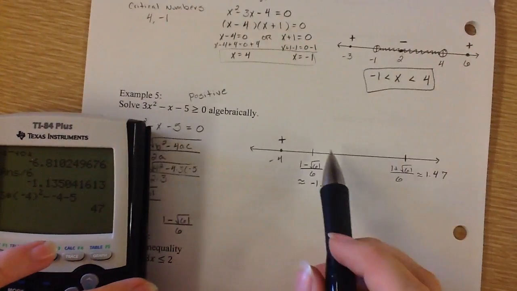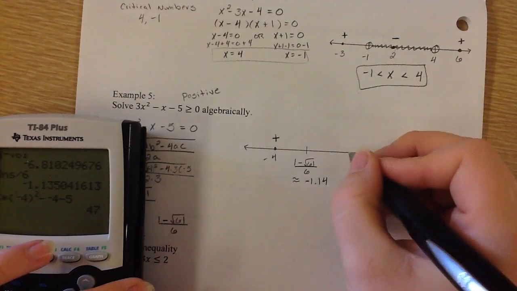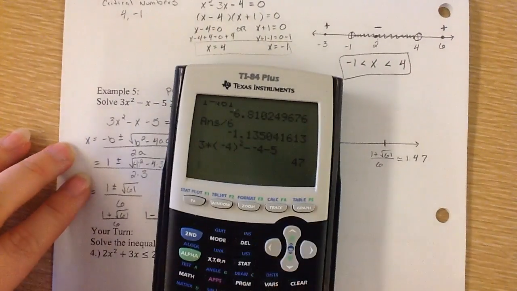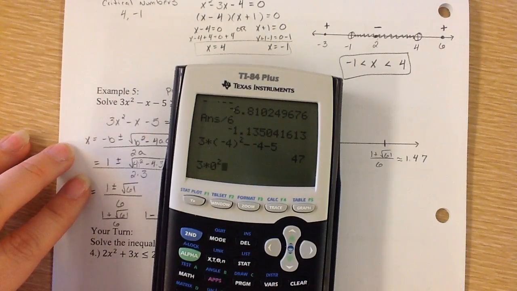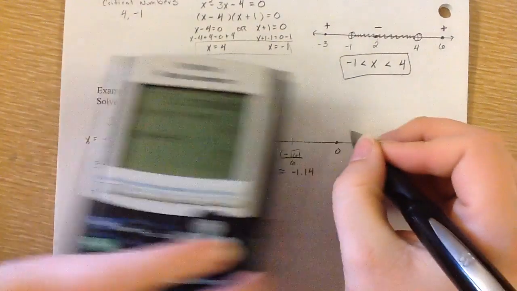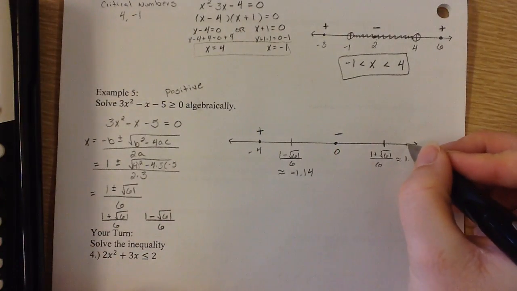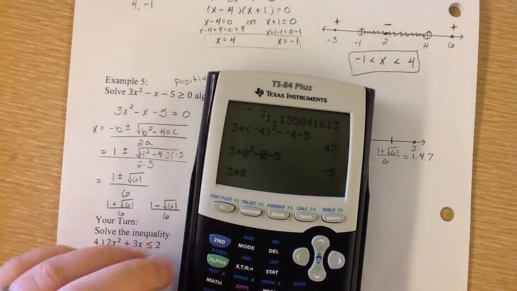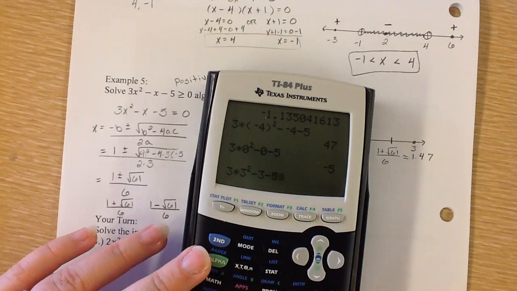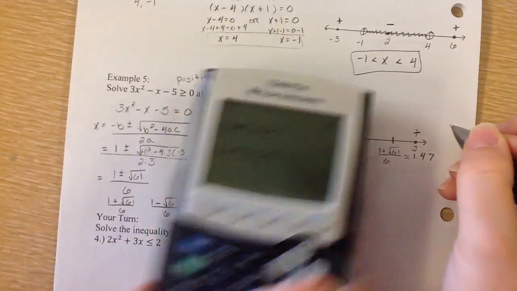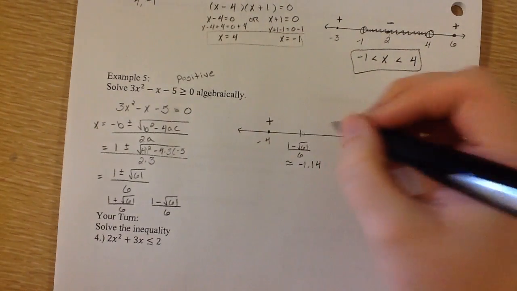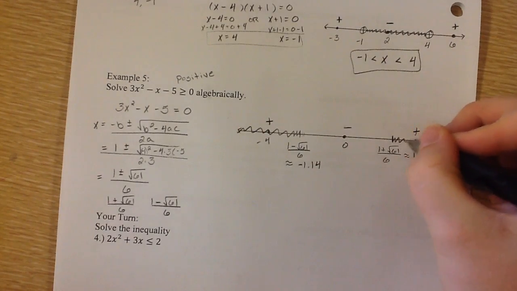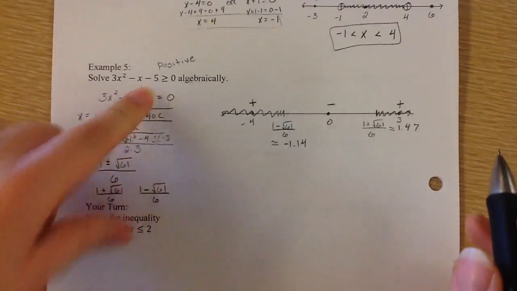Okay, and then we want to try one in between. Well, 0 is in between the two. Let's go ahead and use 0. So 3 times 0 squared minus 0 minus 5. We get a negative. Let's try a number up here. 3. So 3 times 3 squared minus 3 minus 5. And we get another positive. So it looks like all the numbers down here and all the numbers up here work, because we want to be, again, positive.